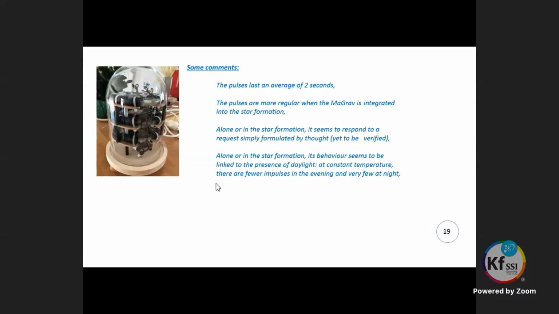Okay. So it seems to be, and this is what he's just put up on the screen, where it says alone or in the star formation, the behavior seems to be linked to the presence of daylight. The room is at constant temperature, and there are fewer impulses in the evening and very few at night. But in the daytime, it seems to do it much more frequently.